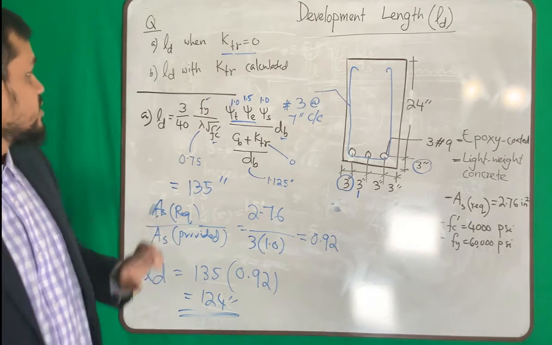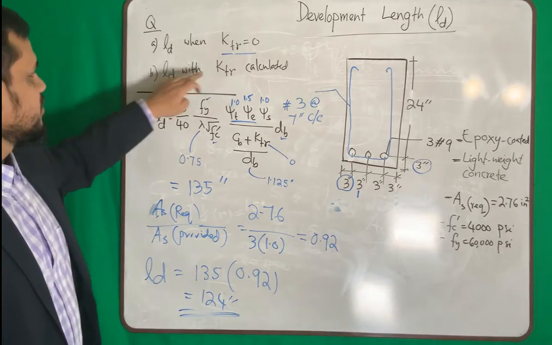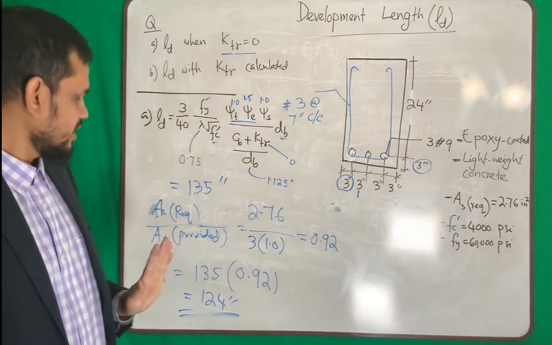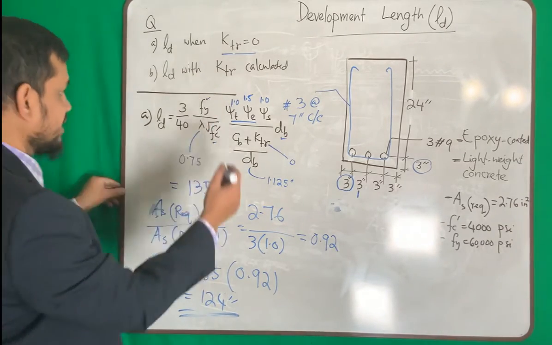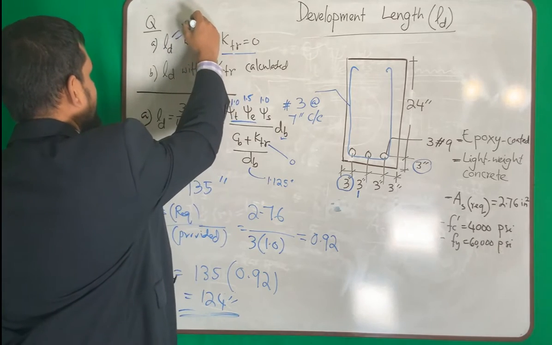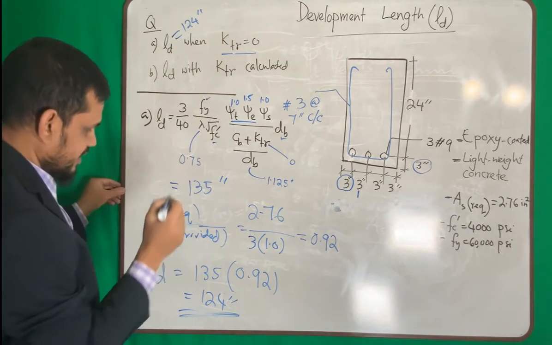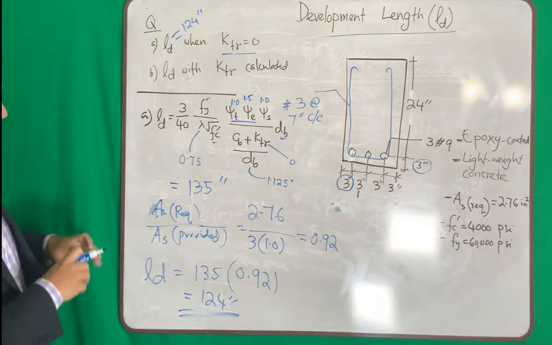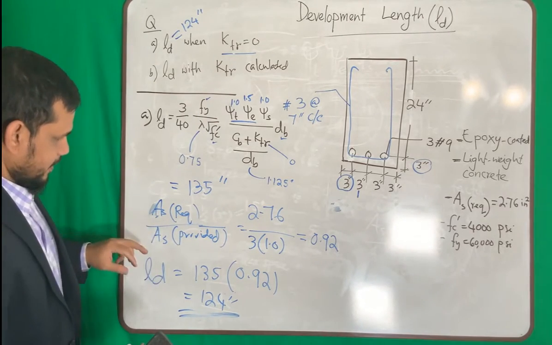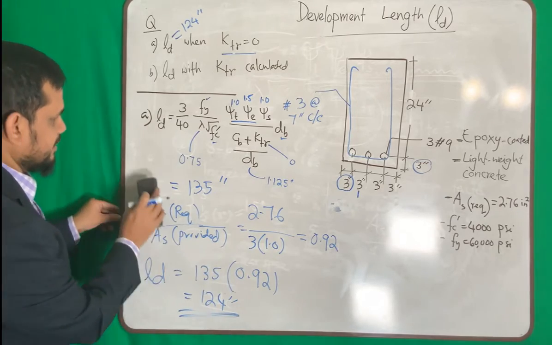Okay. So now we will solve this one with KTR calculated. So do not forget it. At least I am writing it here so that I can remember: 124. Now I will do number 2. Again, I will need this.